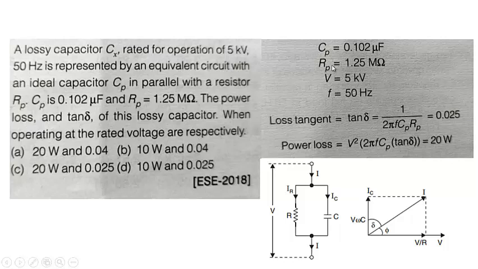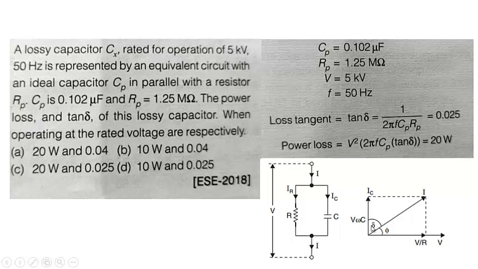Cp is given as this, Rp is given as this, V is given as this, and frequency is given as this. From this triangle, as we have already discussed in the class, the cable can be represented by this circuit, and this is the phasor diagram. So tan delta will be equal to this perpendicular, that is IR, divided by this, IC base. IR is equal to V by R, divided by V omega C.